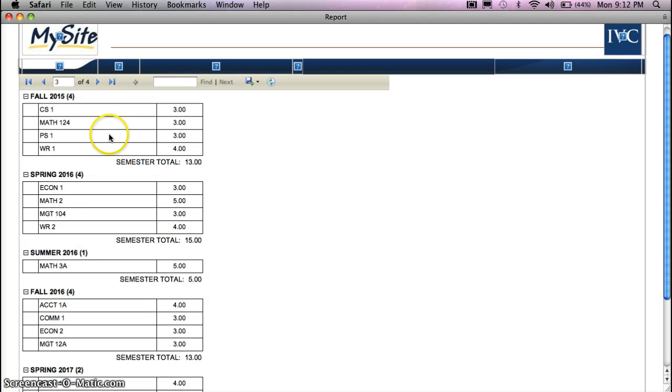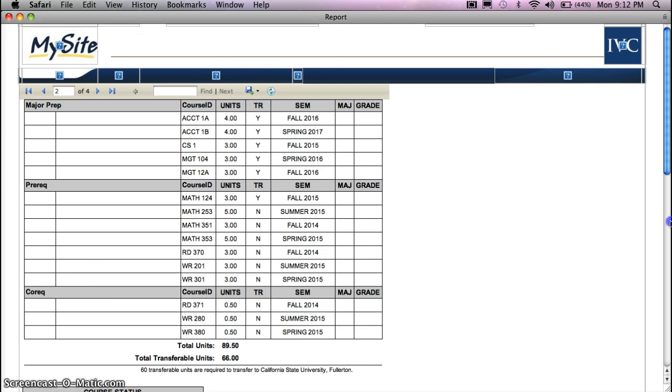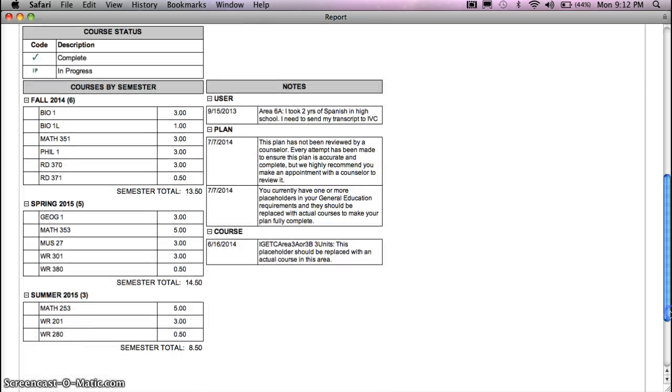You see where the different classes fall within the different terms as well as on the previous page. It listed whether a class is a major prep or prereq or a co-req as well within your plan. So it's important to be familiar with that. Again, that's a brief overview of your semester breakdown. That's what you should be doing for the next portion of your assignment if you haven't done so already. If you have, go back and double check your info.